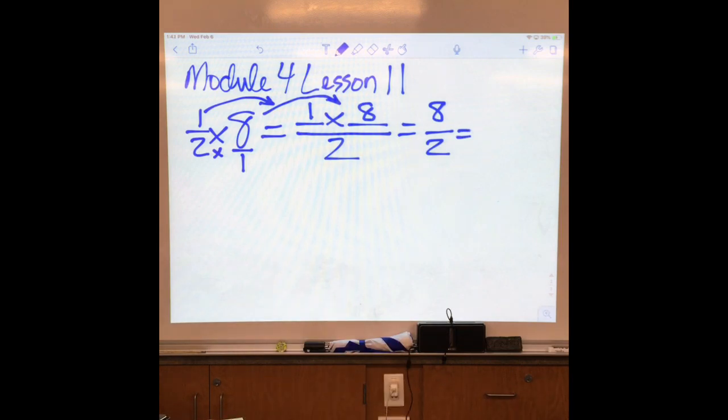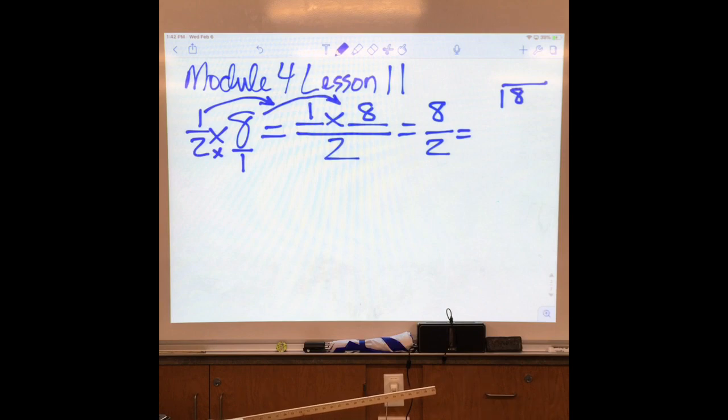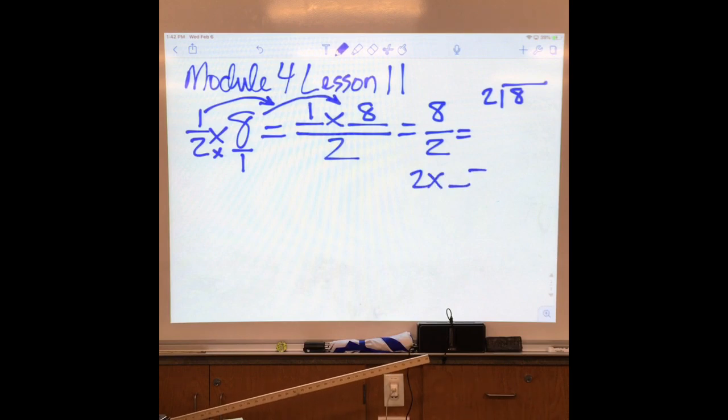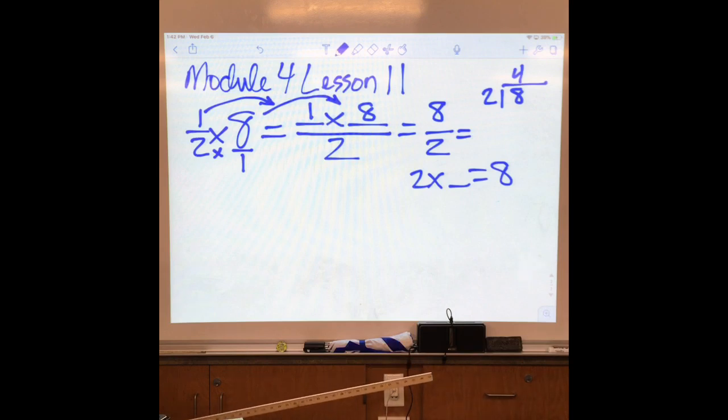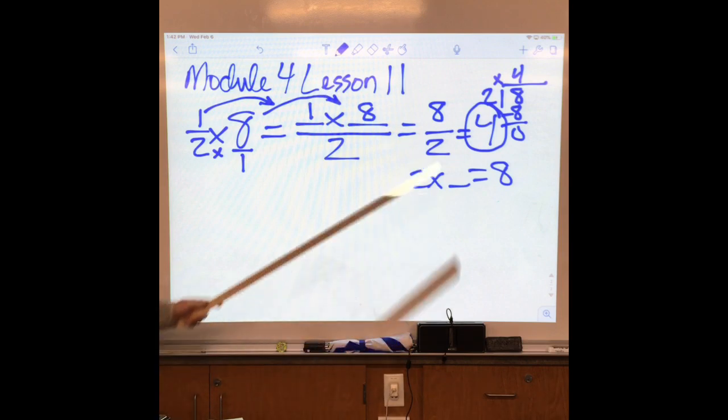Well, yeah, I think I could, because what goes on the inside of the house? That's right. You guys said the top number. Nice work. The bottom number goes on that. 2 times what is 8? Nice work. Someone said 4. I heard that. Good job. 2 times 4 is 8. We're going to subtract this out. We got 0. So our answer really is 4 wholes.